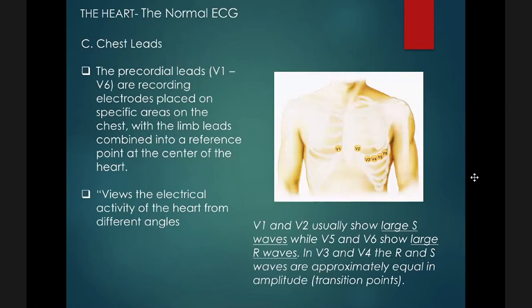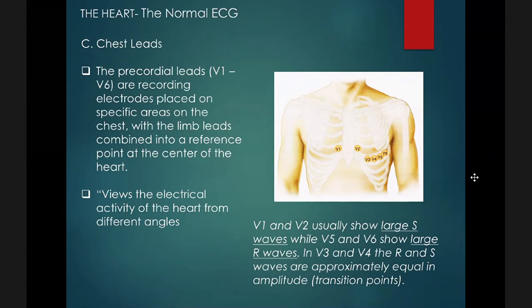So, let's go to the chest leads. You put V1 on the right precordial area, fourth intercostal space, and V2 on the left precordial area, fourth intercostal space. You put V4 on the fifth intercostal space, mid-clavicular line, and you put V3 in between V2 and V4. And V6, you put at the fifth intercostal space, but at the axillary line. And then you put V5 in between V4 and V6.